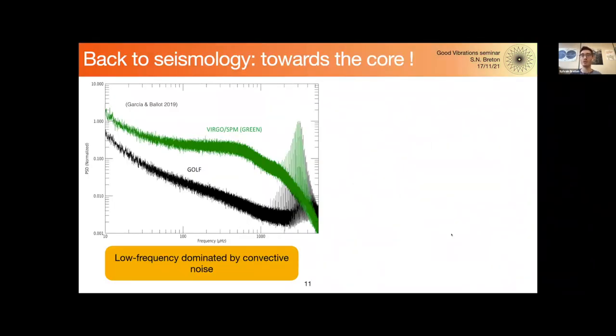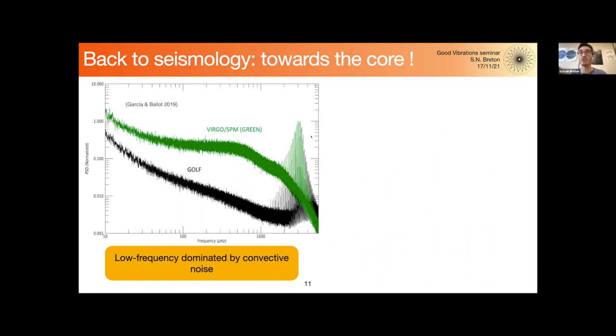Let's now go back to seismology and the internal rotation, and let's go back to the Sun. The Sun has been observed over the last decades by several helioseismic instruments, among which VIRGO and GOLF, two instruments that are aboard the SoHO satellite.